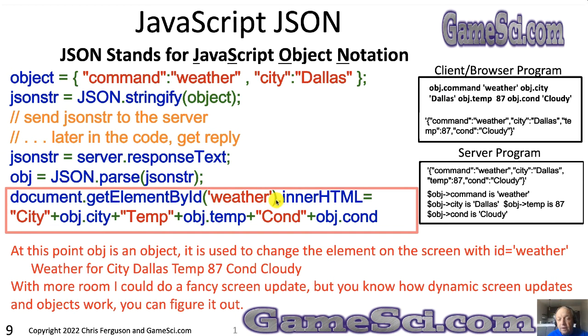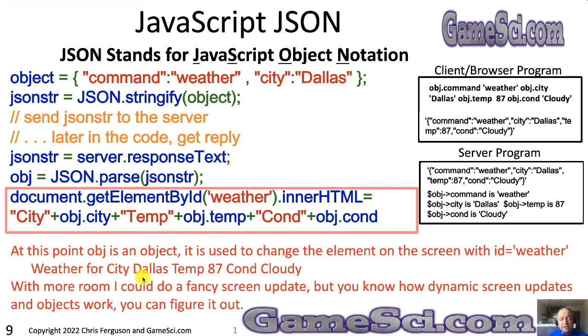Document.getElementById of weather.innerHTML equals. I have a span or a div on my browser that says this is where I want to plug in the weather report. And I'm going to build the weather report out of the data in this object. I'm going to set the city to Dallas. I'm going to set the temperature to 87. I'm going to set the conditions to cloudy. At this point, OBJ is an object. It can be used to change the element on the screen with the ID equals weather.